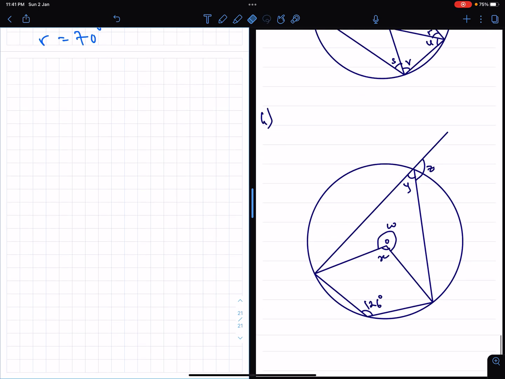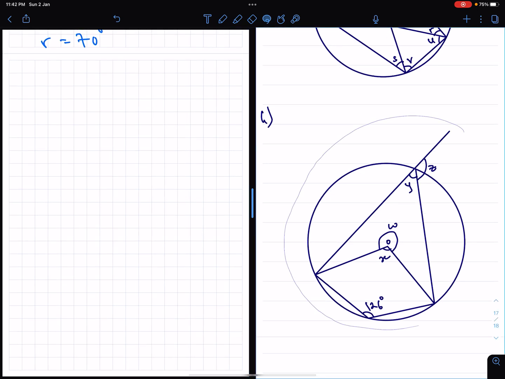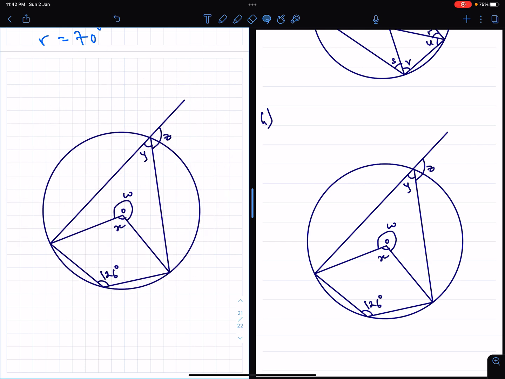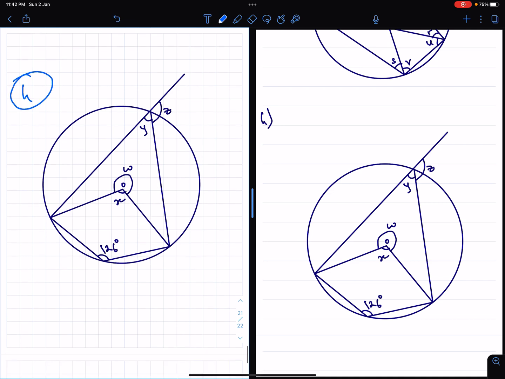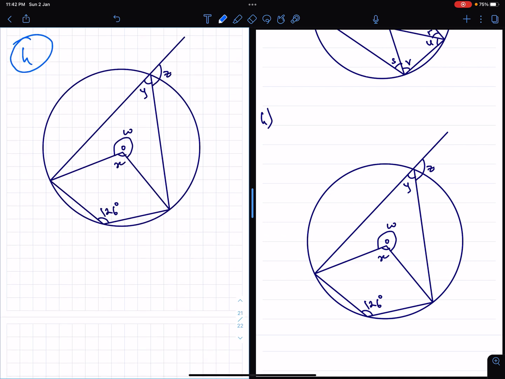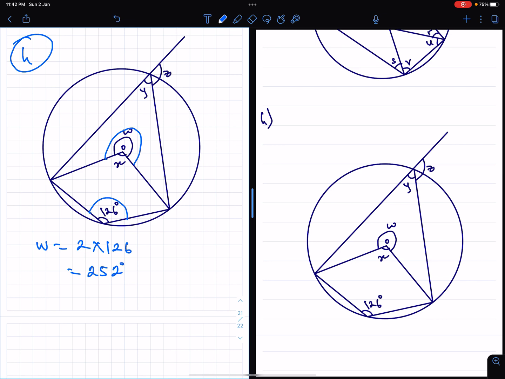That's H. Let me paste that first. This is H. This is another very, very simple one. Question H. Now what do we do? First of all, if this is 126, then this will be 2 times 126. So W is 2 times 126 degrees, and that's 252 degrees. Angle at center is twice angle at circumference.